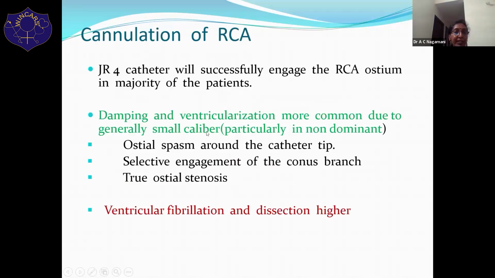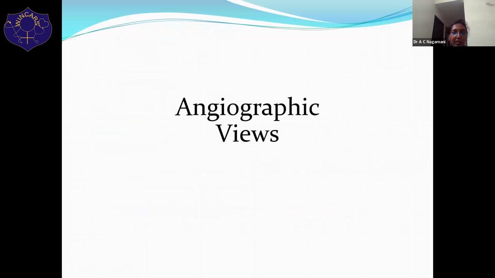One should remember that damping and ventricularization are more common because of the smaller caliber vessel. There can be ostial spasm, there can be selective engagement of the conus, and there can be true ostial stenosis. And dissection and ventricular fibrillation are higher, even though the RCA may be normal. One should be very careful.